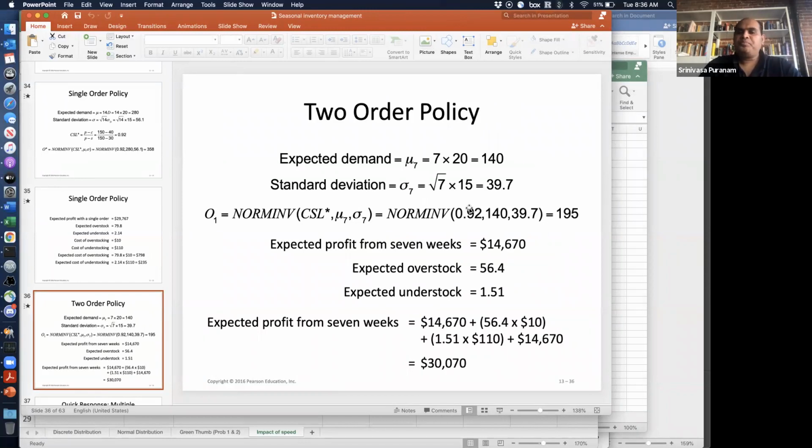Now notice that the cycle service level, the critical ratio, doesn't change, because the cost of overstocking by a single unit or the cost of understocking by a single unit remains the same, because the sales price and all of that has not changed. The only thing that has changed is the length of the selling period here. So the average demand is 195, the optimal order quantity is 195, and the expected profit will be 14,670. Now, at this point, you expect an understock of 56.4 units, and overstock of 56.4 units, and an understock of 1.5. So let's go back to the textbook.